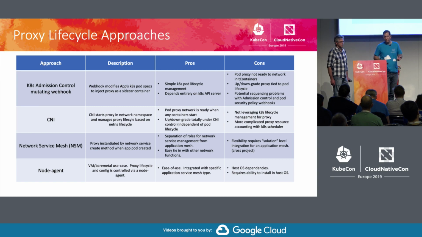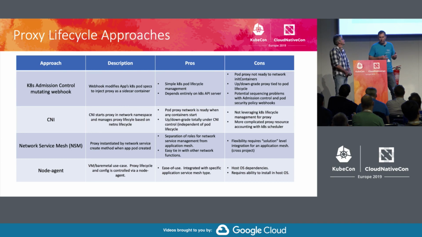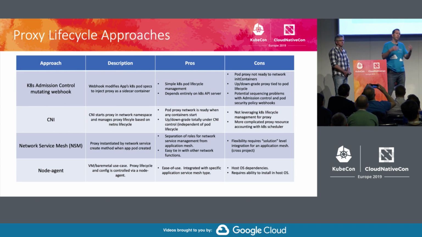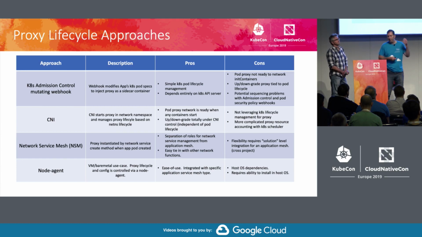For the proxy lifecycle, there are also multiple solutions, and these are in various stages of development or proof of concept. The main one that everybody seems to use right now is the admission controller approach with a mutating webhook, which injects a sidecar, and Kubernetes manages bringing up the container for the proxy. The disadvantage of that is the init container is not networked through the proxy, so none of the security you've set up for that pod is going to work on your init container.